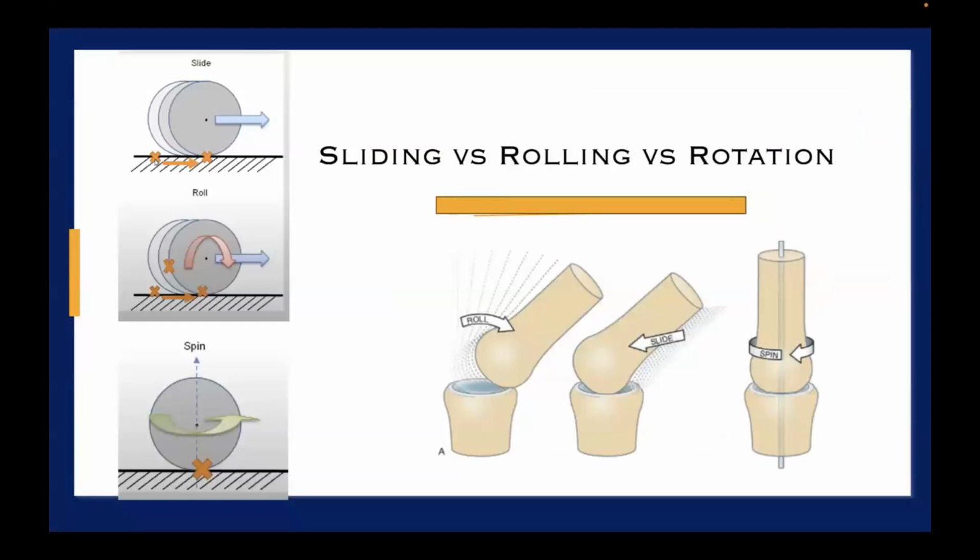Now let's discuss sliding and rolling. In sliding, there is translatory movement of one surface over the other. That is, there is a change in contact point in only one of the surfaces. But in rolling, in addition to sliding, there is rotation, so there is a change in contact points in both surfaces. While in spinning, one surface spins over the other, and there is no change in contact point in either of the surfaces. So that is the difference between sliding, rolling and rotation.